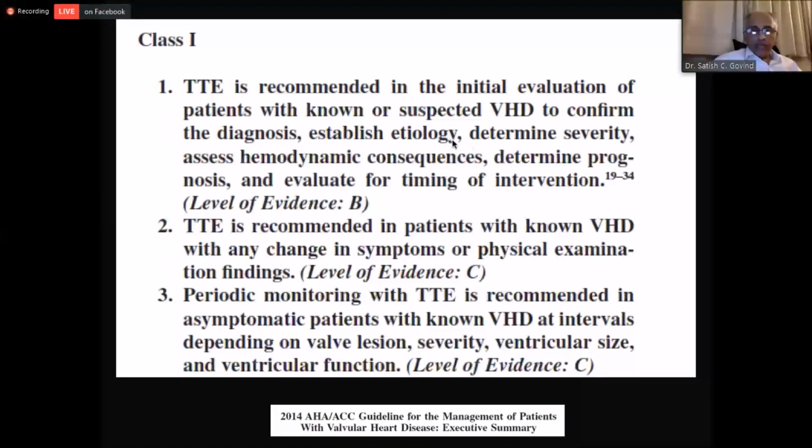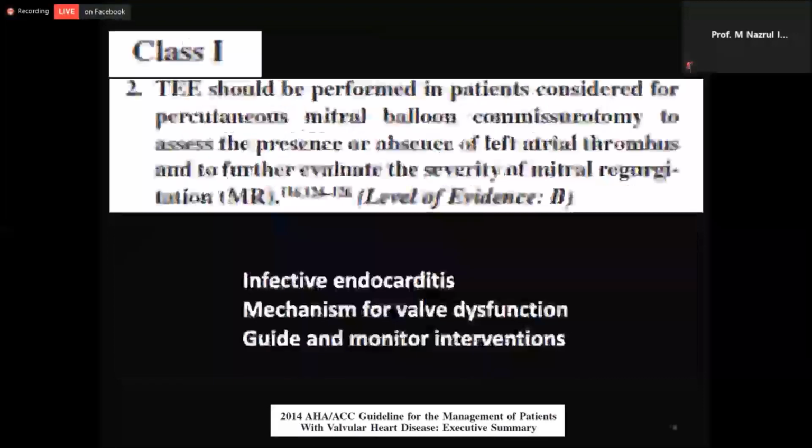So this is in the early phase, in the initial phase. Then again, if one has to repeat the echo, it is in terms of looking at when there is a change in symptoms or physical examination, or in periodic monitoring of patients, again as per the guidelines.